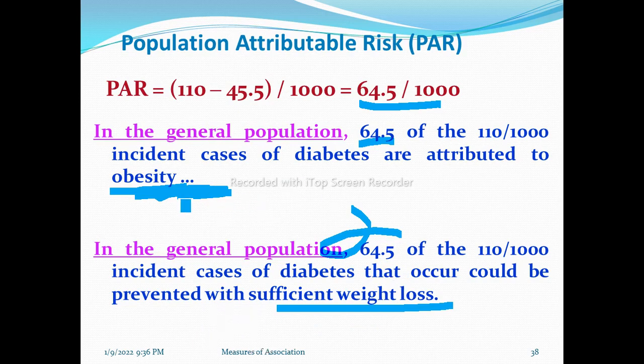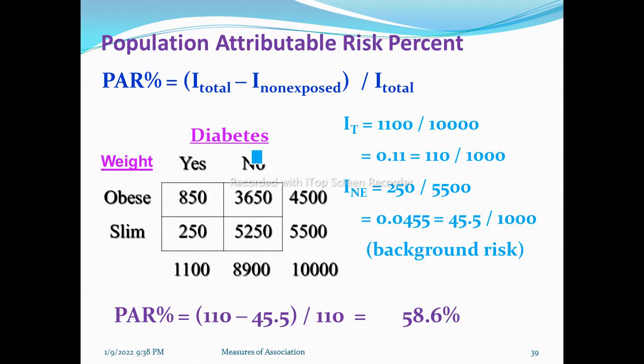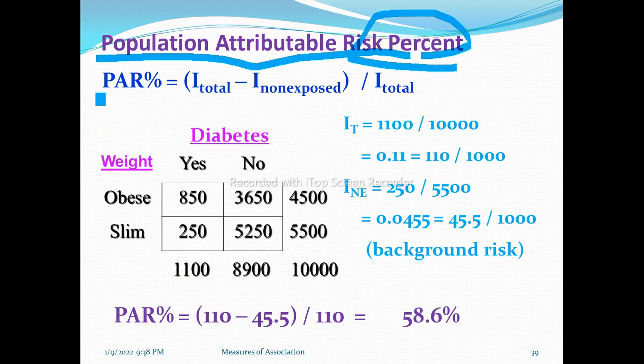So population attributable risk applies to the general population, but attributable risk applies to the exposed population. Now the last type of parameter which measures the strength of association is population attributable risk percent. Population attributable risk percent is calculated as incidence in the total population minus incidence in the unexposed population over incidence in the total population, times 100. So this is the same example.